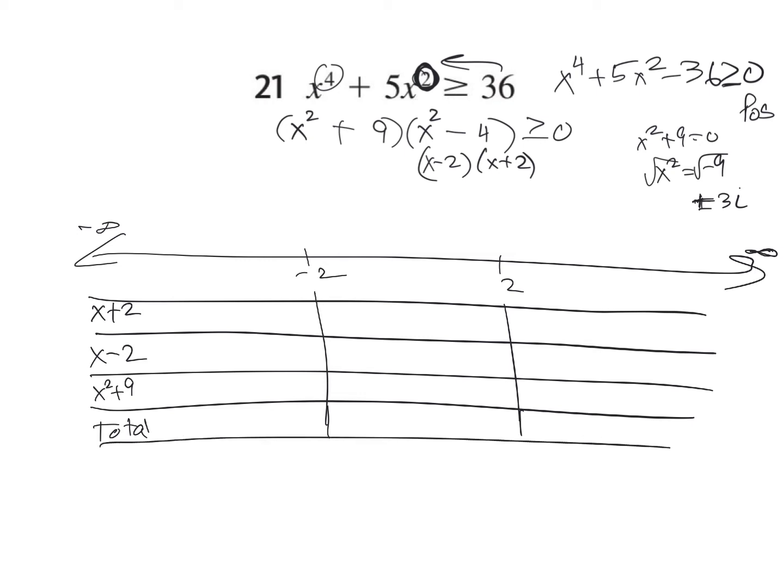So less than negative 2, let's put in negative 3. You can put in negative 1,000 if you want. Let's do negative 1,000. Negative 1,000 plus 2 is negative. That makes it obvious. Negative 1,000 minus 2 is negative. And negative 1,000 squared is definitely a huge positive number. You square a negative, you get positive. So all that multiplied together, negative times a positive is positive. And we are looking for positive.